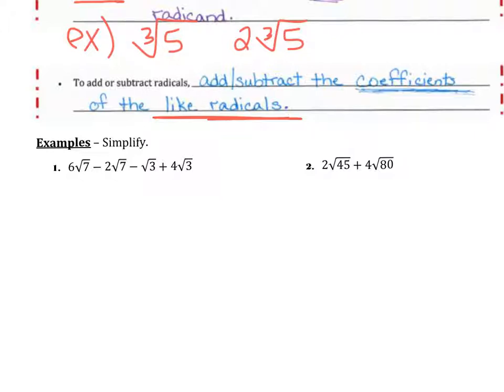Okay, so I look at the first example and it starts off with 6 square root 7 minus 2 square root 7 minus square root of 3 plus 4 square root of 3. So the first thing that jumps out at me are the first two terms. They are both square root 7s. So they have the same index, being a square root, and the radicand, the 7, under the radical symbol is the same. So these qualify as like terms.